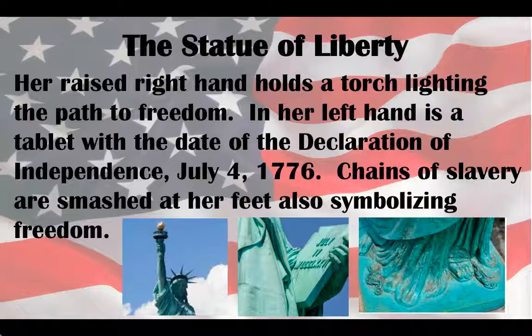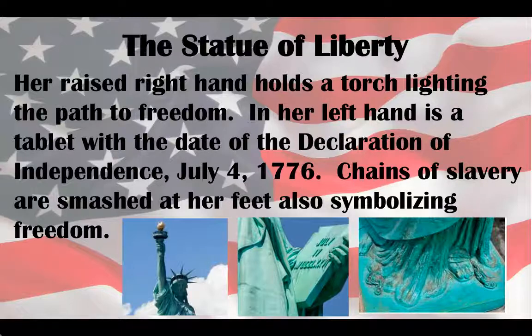And then last but not least, around the feet of the Statue of Liberty, there are some broken chains. And those broken chains are also symbolizing a breaking away. When you think of a chain, you might think of something enslaved or slavery, but when the chain is broken, then it symbolizes freedom. So those are some key symbols and meanings of the Statue of Liberty.